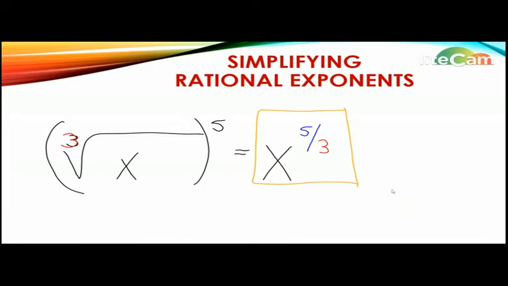And again, if I were given this, I'd write it like this. If I were given this, I would write it like this, depending on what the instructions are. Because on the test, it's going to say write it in radical form, or write it in rational form. This is radical form. This is rational exponent form. Okay?